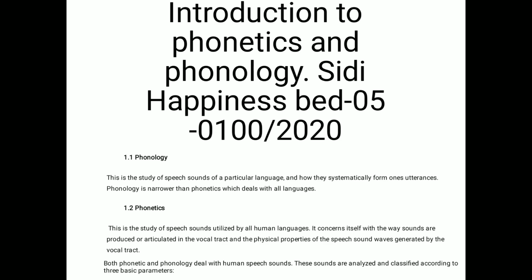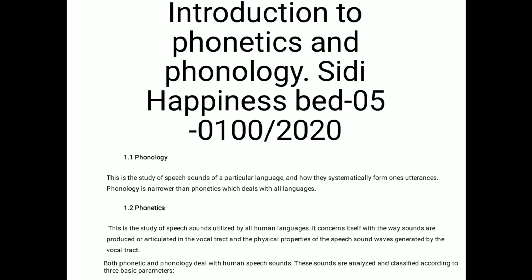So, we start with phonology. It is the study of speech sounds of a particular language and how they systematically form one's utterances. So it is simply the study of speech sounds. Phonology is narrower than phonetics, which deals with all languages. So that is the brief definition of what phonology is.